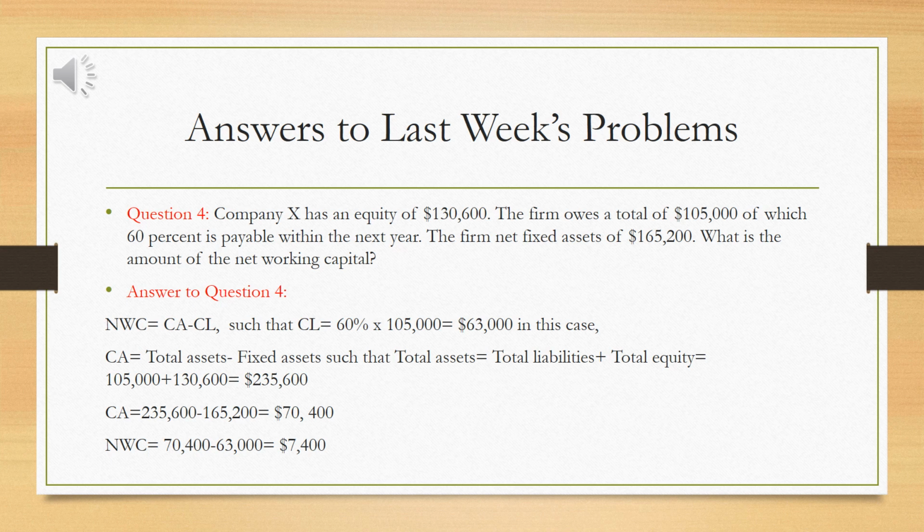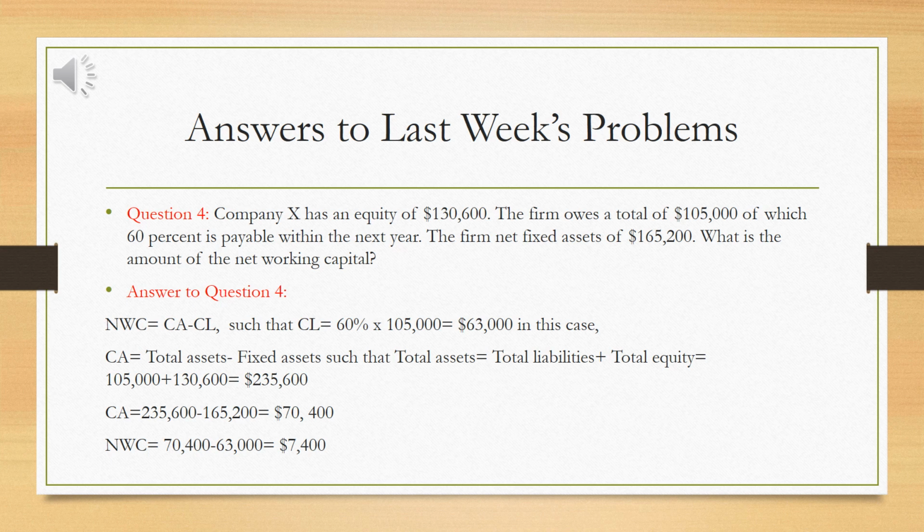Question number 4 is asking us to find the amount of net working capital. We all know that net working capital is current assets minus current liabilities. We also know that current liabilities are all the liabilities that must be paid within the next 1 year. In this case, we can tell from the given that current liabilities are equal to 0.6 times 105,000, which is equal to 63,000.